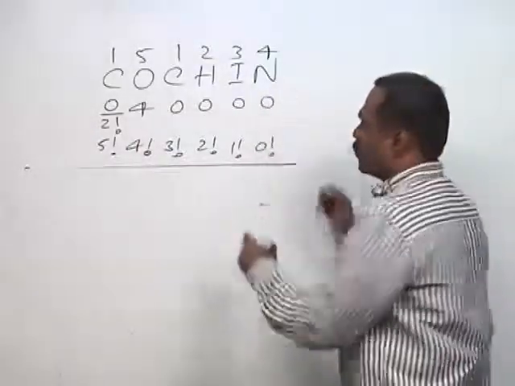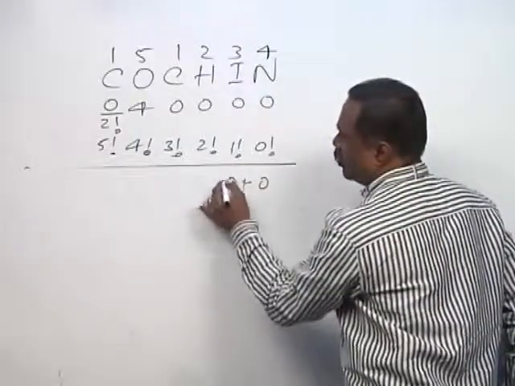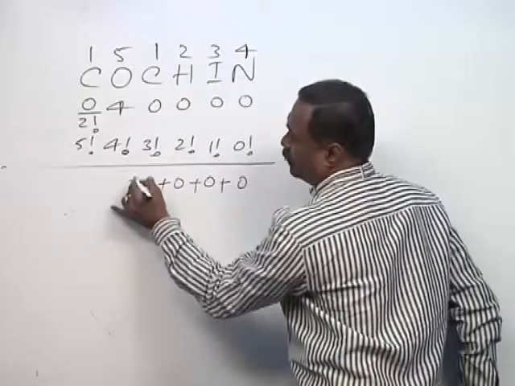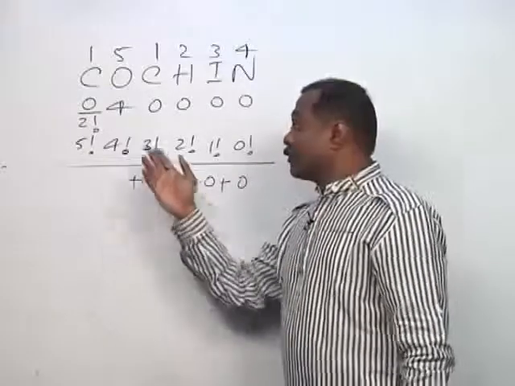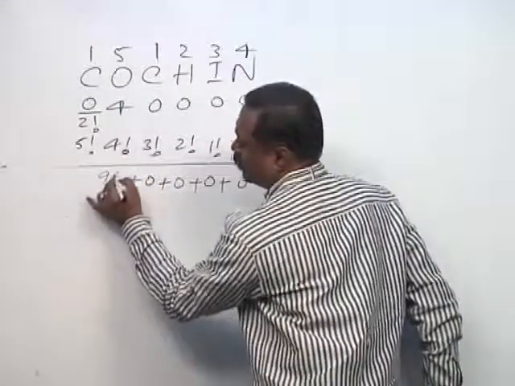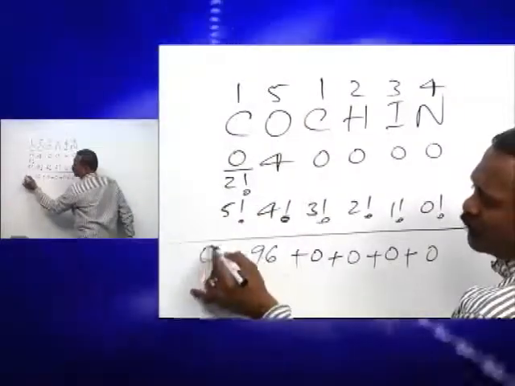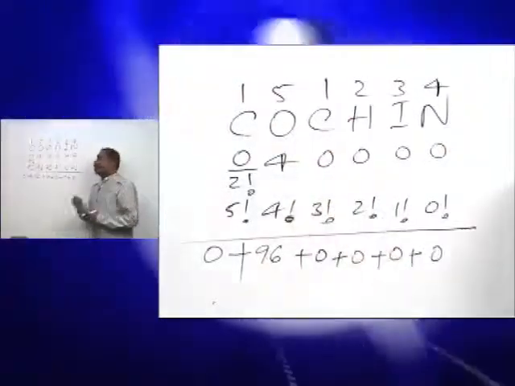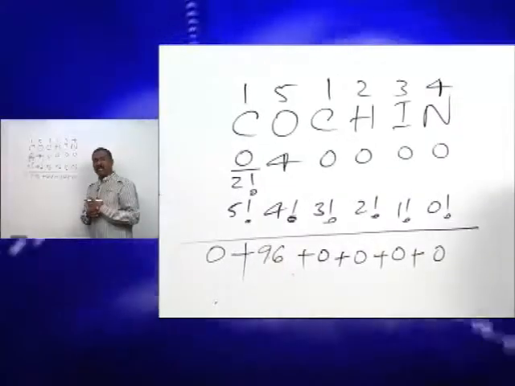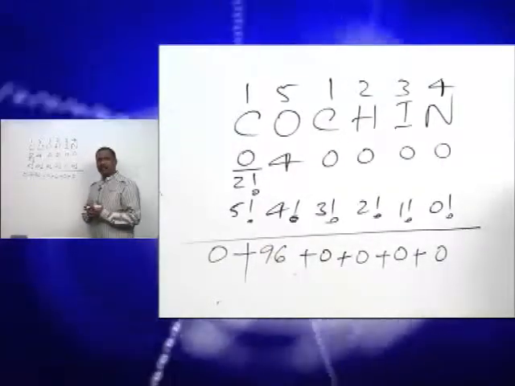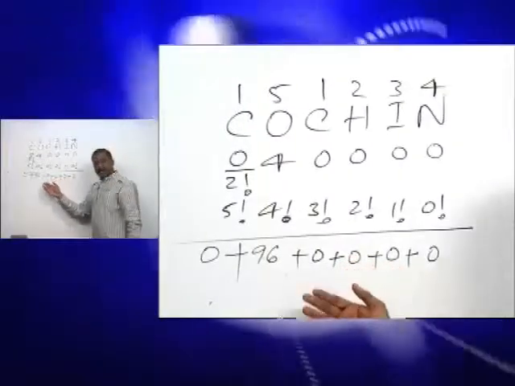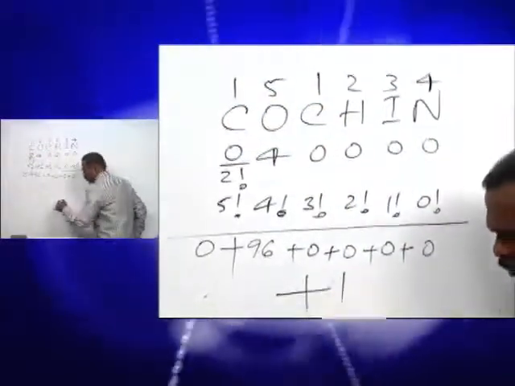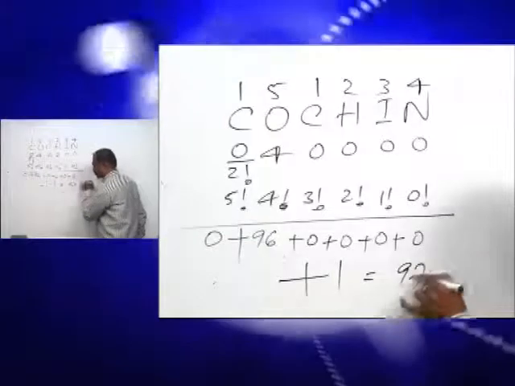Now multiply this. 0 into 0, 0. 1 into 0, 0. 2 into 0, 0. That is 2 factorial into 0. 3 factorial into 0. Of course 0. 4 factorial into 4. 4 factorial, you know, it is 24. 24 into 4, 96. 5 factorial into 0. Of course 0. That means when the different letter arrangements are arranged in the form of an English dictionary, then there will be 96 different arrangements before Cochin. If you include Cochin also, the rank of Cochin is 97.